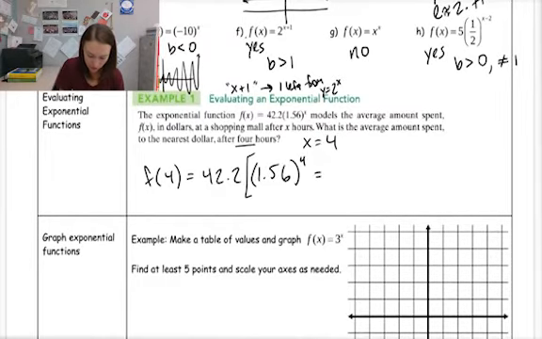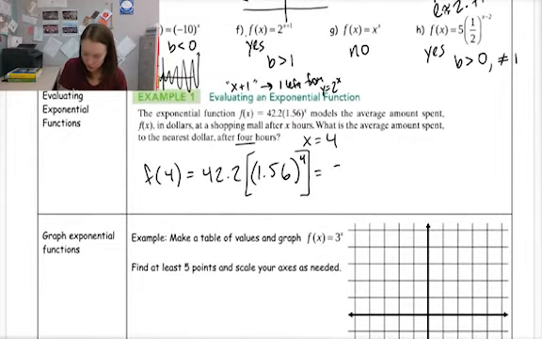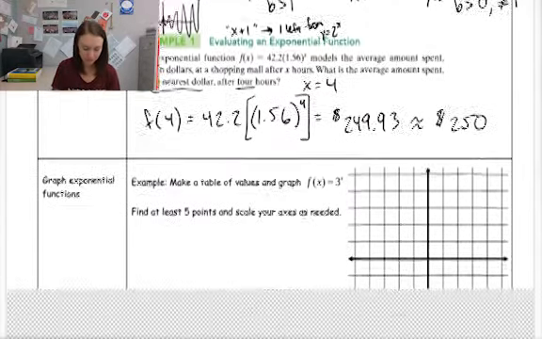So order of operations, we do the part with the exponent first. Your calculator will most likely, if you type it all in, do it right for you. Just be careful not to do the multiplication first and hit enter and then the exponent. It's not going to work out. So you should get $249.93, but it said to the nearest dollar. So that's going to be approximately $250.